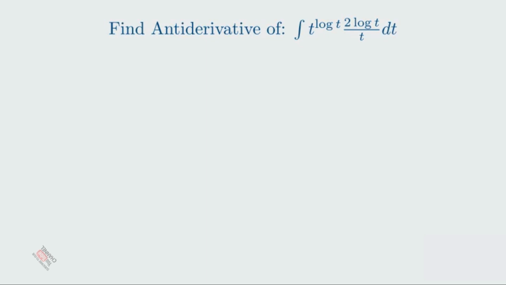Our goal now is to figure out the antiderivative of one of the pieces we've just created. Specifically, the integral of t to the log t times 2 log t over t. To find the antiderivative of this part, we need a substitution that can simplify it. Let's consider the term t to the log t. This is an exponential function where both the base and the exponent are variables. A common way to handle these is to use logarithmic differentiation. Let's define a new variable, y, as t to the power of log t. This choice is strategic, as it directly involves the complicated term.